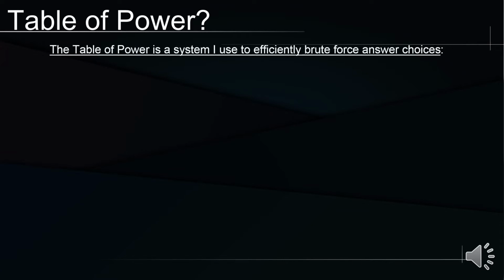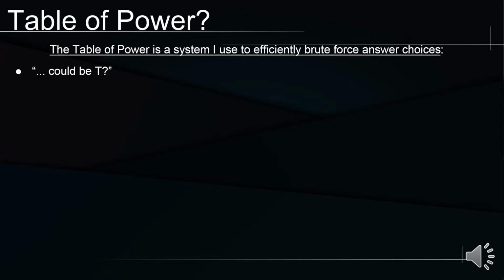That's where the table of power comes in. So the table of power, for those of you unfamiliar, it's something that I've put up in a lot of my material thus far, but it's a system that I use to efficiently brute force any answer choices that I haven't been able to eliminate in any other way. So it goes by category of question.